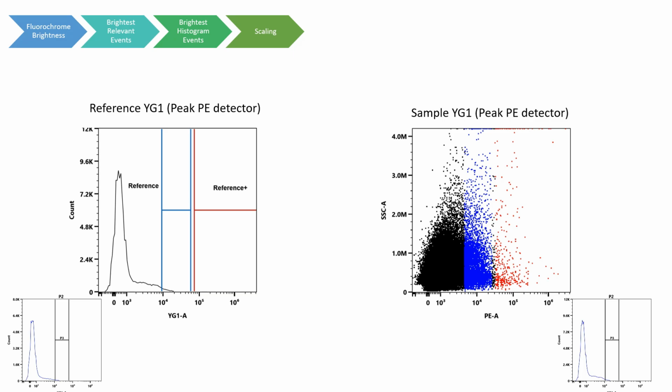Because I am on scatter, I can infer that the brightest events are found in my lymphocytes, making this more relevant.